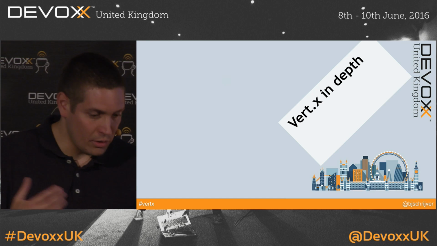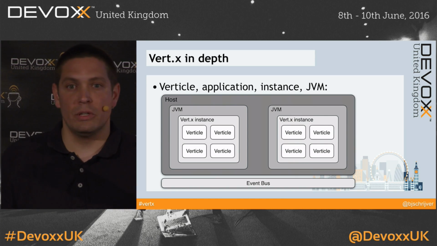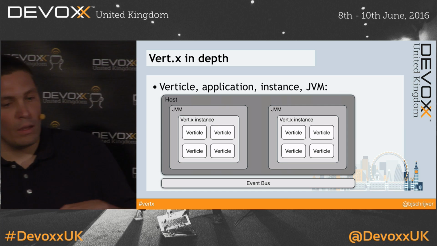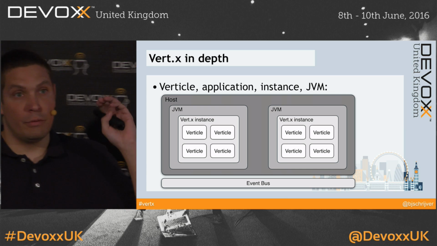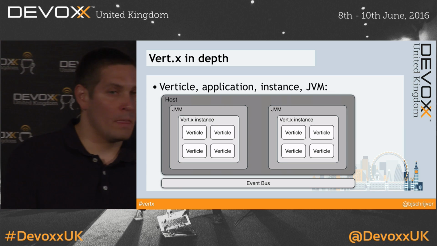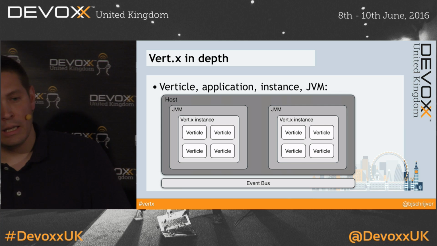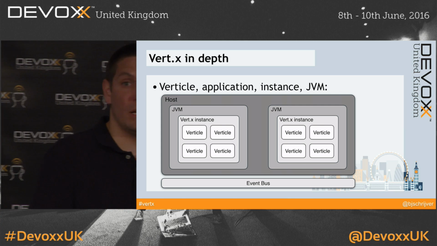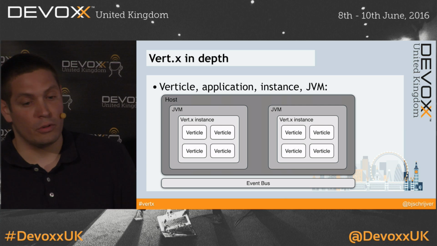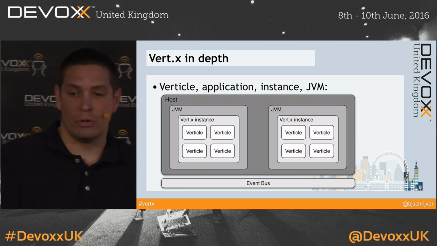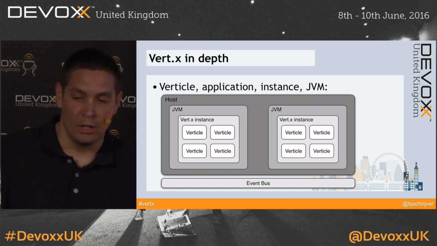So the basics are verticals, of course, and verticals are the executable unit of a Vertex application. And these verticals run inside a Vertex instance. So when I type Vertex run vertical.java, I'll be starting up a Vertex instance which runs the vertical. A Vertex instance runs inside a JVM. So you fire up a JVM that fires up a Vertex instance that fires up a vertical, and of course a JVM runs on a host. So you get this nice shell of hosts running JVM running vertical.